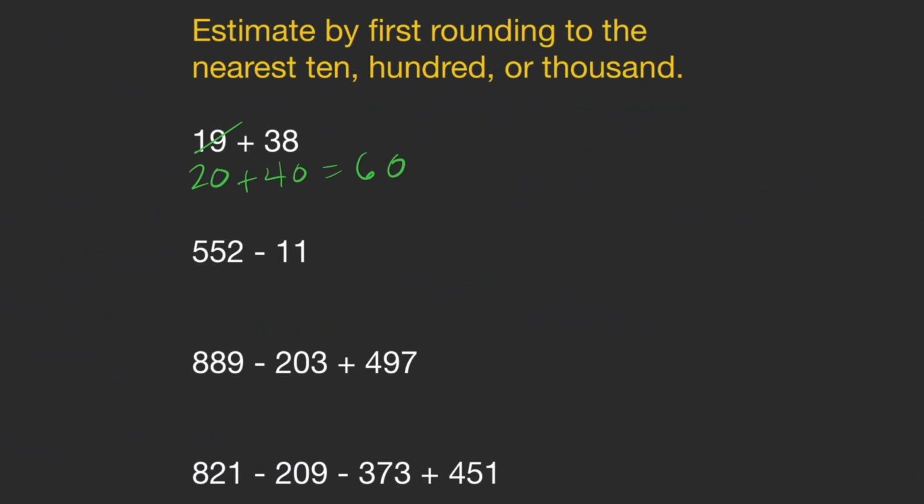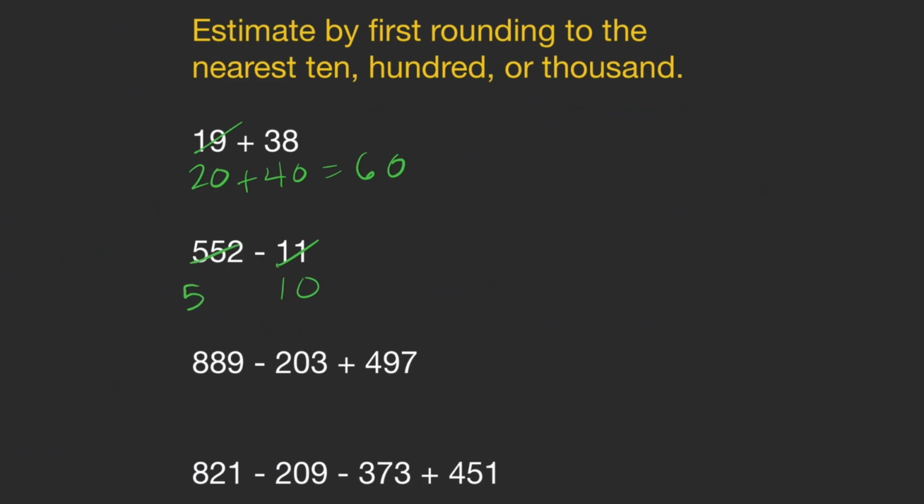All right, let's do 552 minus 11. So 552, if we were to round it to the nearest tens place, would be 550. And if we were to round to the nearest hundreds place, it would be 600, because 552 is closer to 600 than it is to 500. So we would round up to 600. Now, I'm noticing though that we're subtracting 11, and I know we're going to change that 11 to a 10.